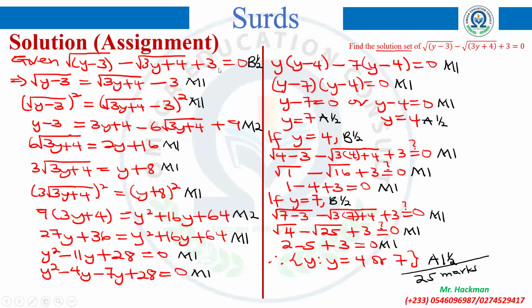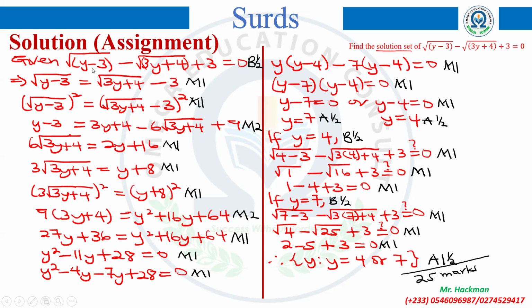Obviously we can see that we are dealing with a SURDS equation. Under normal circumstances, this should also be in brackets, because that's how the question came. Remember, whenever we are solving a SURD equation, the first step is to isolate a SURD term. So here we have two SURD terms, and we have to isolate one of them.